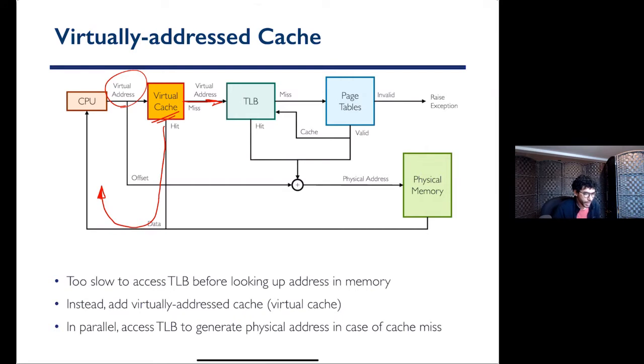Going to the memory means you go to the first level cache, then the second level cache, L2, then the third level cache, and then eventually your physical memory. But all of these caches here are physically addressed. So you need the physical address to go to L1, L2, L3, and then eventually your physical memory, whereas this virtually addressed cache uses a virtual address. Now, things are not that rosy with virtually addressed caches.